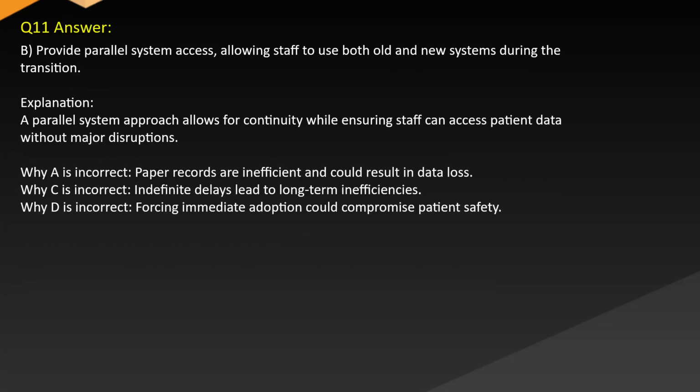Answer: B. Provide parallel system access, allowing staff to use both old and new systems during the transition. Explanation: a parallel system approach allows for continuity while ensuring staff can access patient data without major disruptions. A is incorrect. Paper records are inefficient and could result in data loss. C is incorrect. Indefinite delays lead to long-term inefficiencies. D is incorrect. Forcing immediate adoption compromises patient safety.